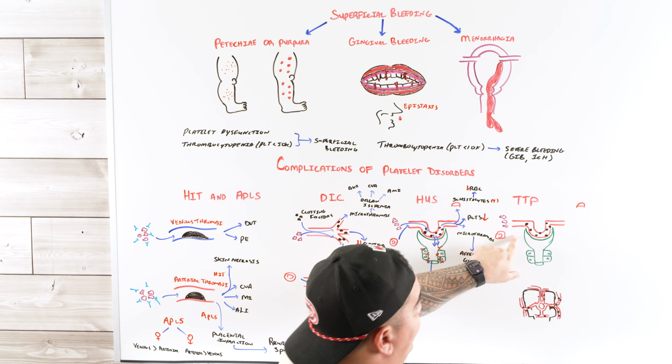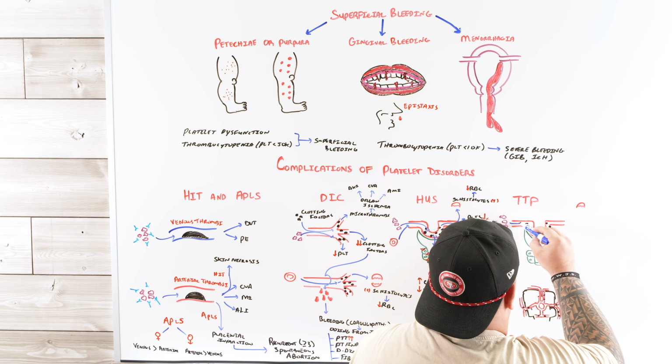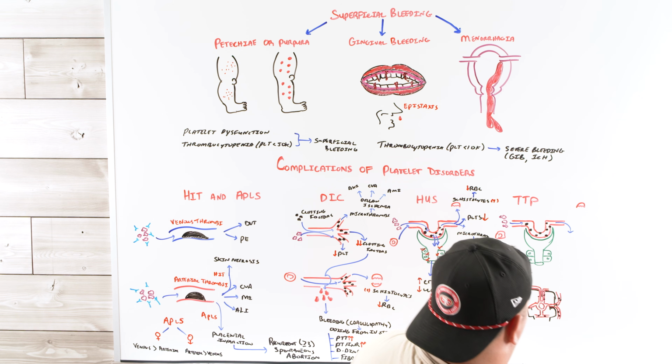When you compare that to TTP, it's the same exact thing, right? You get the platelets that are being consumed to make the microthrombi. So then you're going to get these microthrombi in the glomerulus.